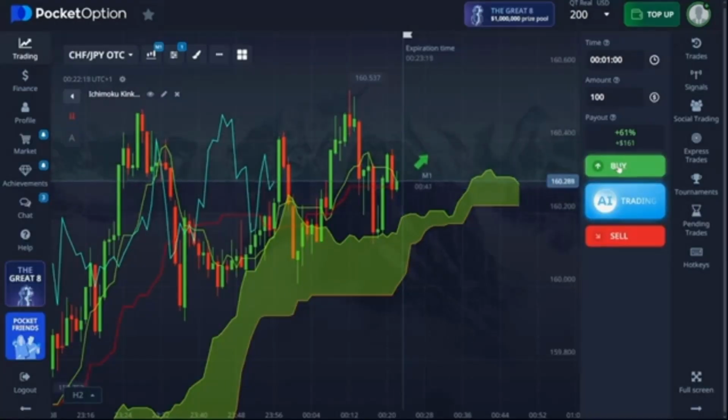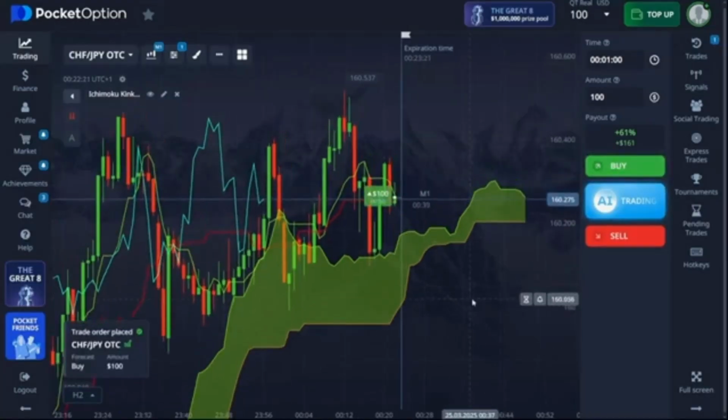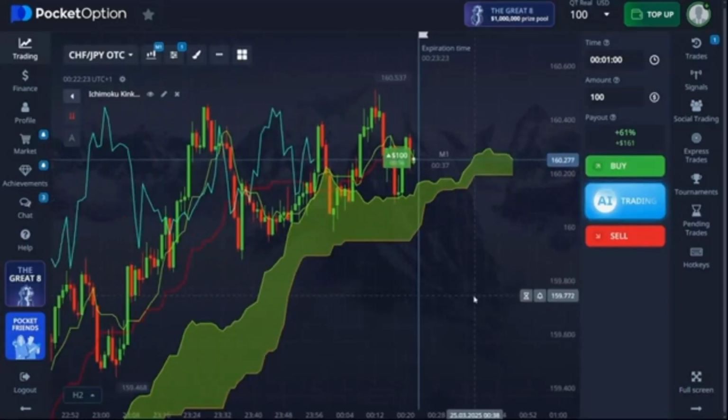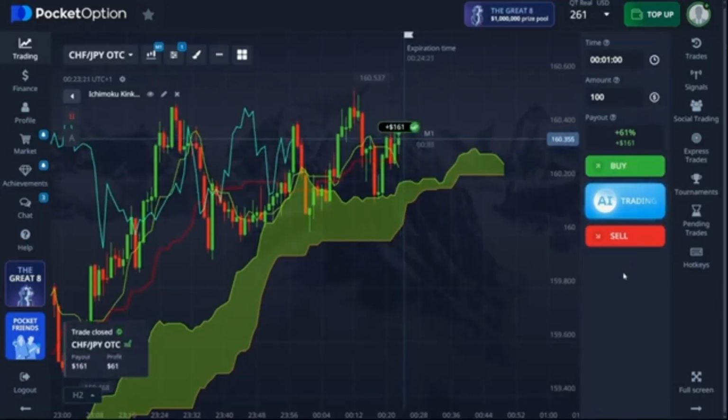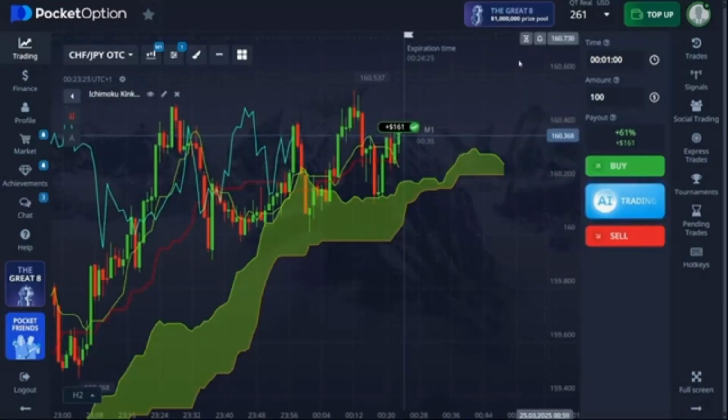We're opening our first upward trade, all according to the system. The first trade closed in profit, $61 gain. Great start, let's keep going.